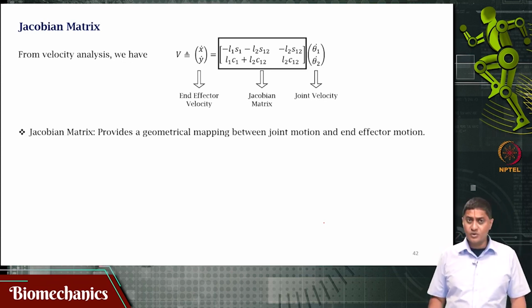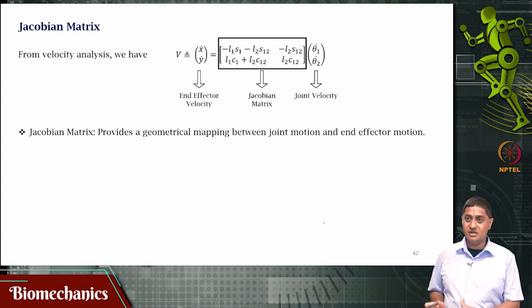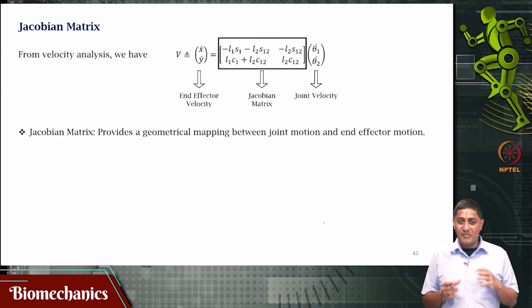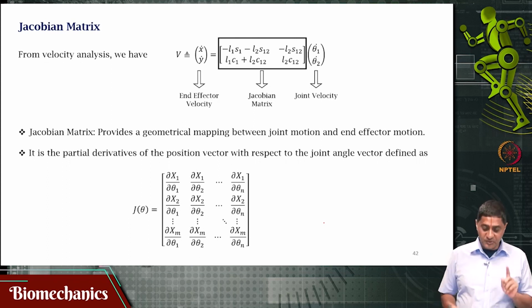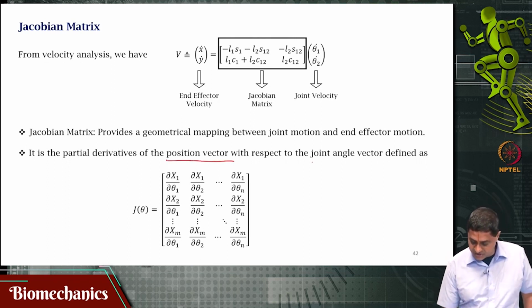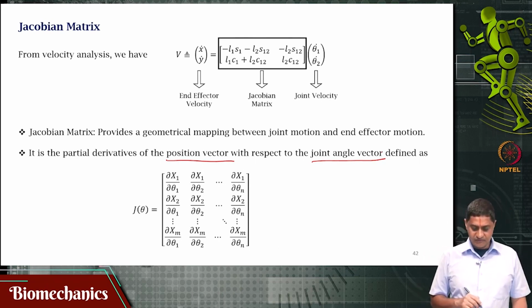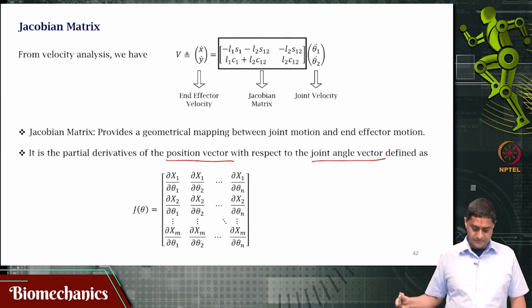So what is this? This Jacobian is a geometrical mapping matrix between joint motion, which is theta 1 dot, theta 2 dot, and effector motion, which is x dot, y dot, right. So it provides a mapping, it is a mapping matrix. This is the partial derivative of the position vector with respect to the joint angle vector. There are two vectors, right, position vector and the joint angle vector, defined as dou x1 by dou theta 1. So that is dependent on theta 1, and then the next column will have dou x1 by dou theta 2, and so on and so forth until theta n, right.